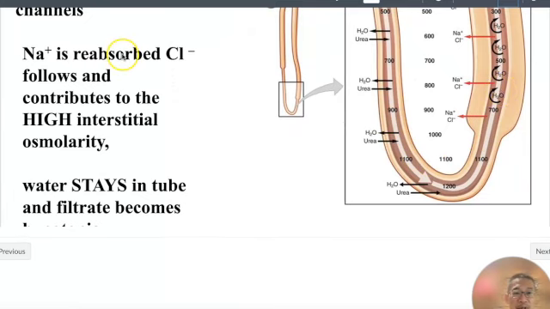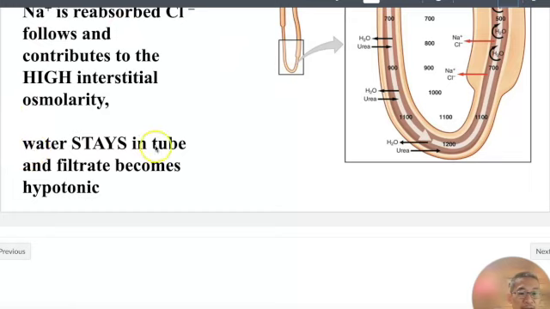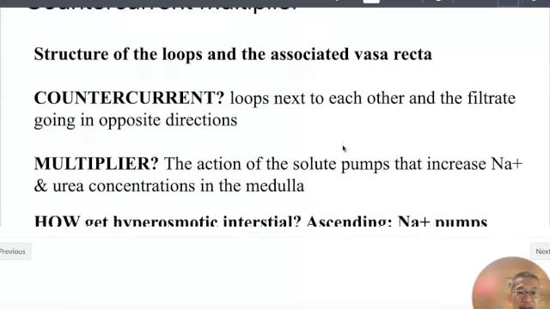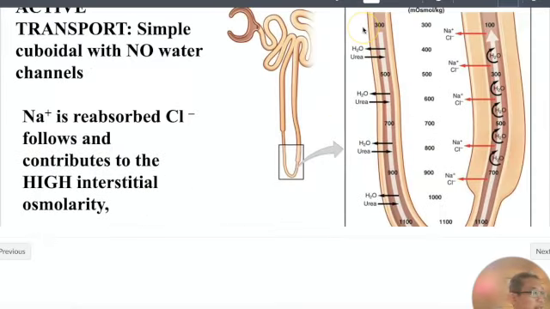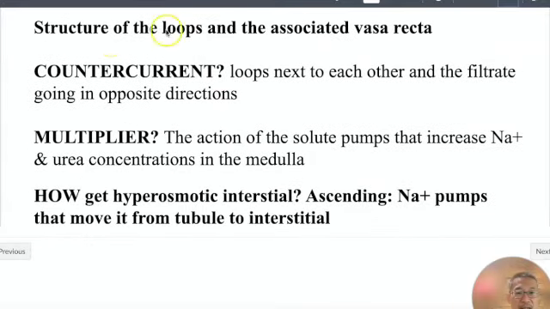Sodium is reabsorbed, and chlorine follows. So remember, where sodium goes, water always follows chlorine, but in this case, they will not let water go through. So it's done through active transport. Water stays in the tube, and the filtrate becomes hypotonic. Countercurrent multiplier just means water can go out here, but cannot go out through here. It is the structure of the loop of Henle.